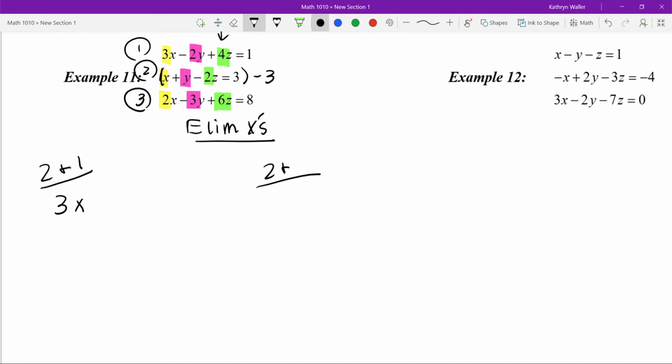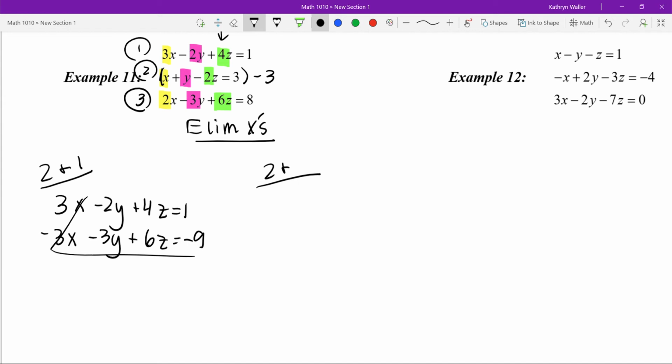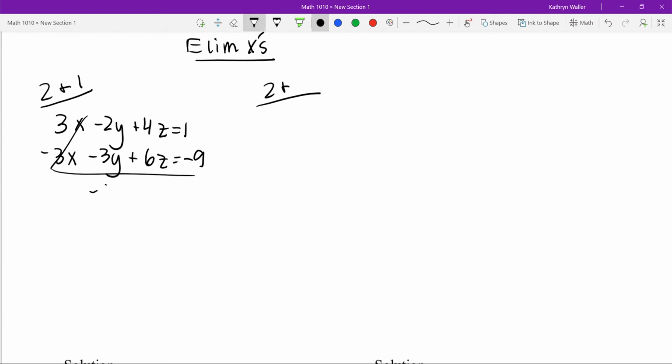So you have 3x minus 2y plus 4z equals 1. Distribute the -3, and you have -3x minus 3y plus 6z equals -9. X's cancel, and you get -5y plus 10z equals -8.